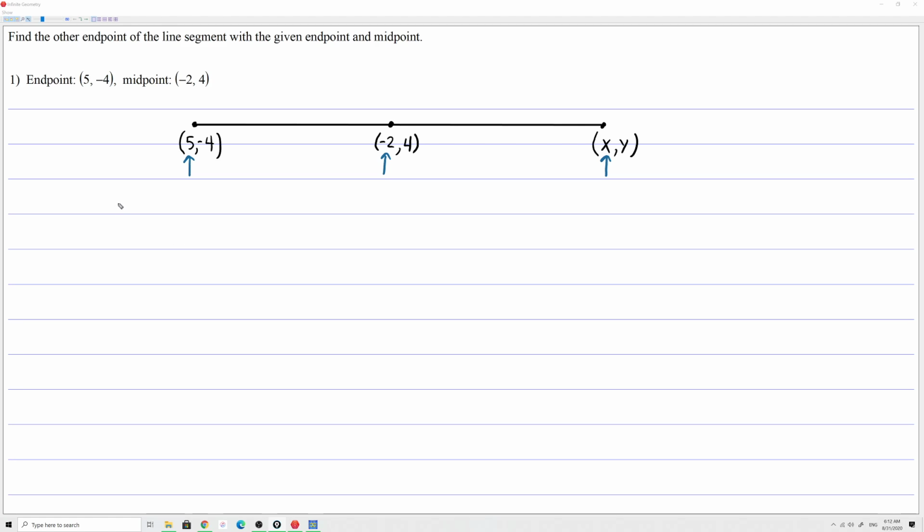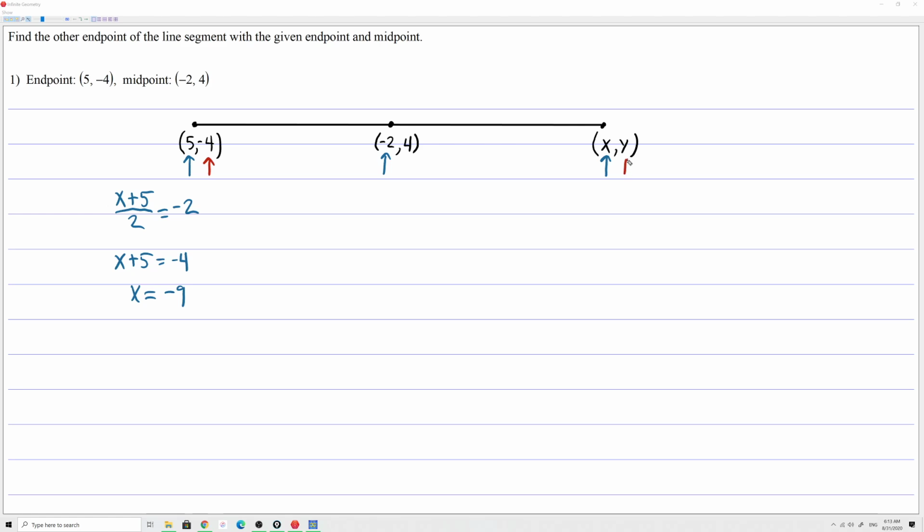All we do is turn that into an equation. To average 5 and x, you add those up and divide by 2. And when you do that, you get the x-coordinate of the midpoint. Now, we can solve this equation in a calculator or by hand, depending on how difficult the numbers are. In this case, we'll just solve it by hand. If you multiply by 2 on both sides, and then if you subtract 5 from both sides, we get x equals -9.